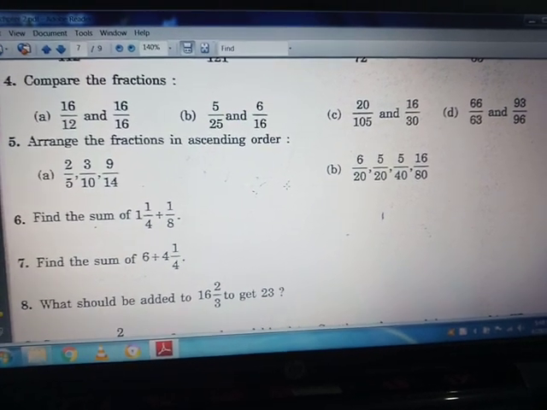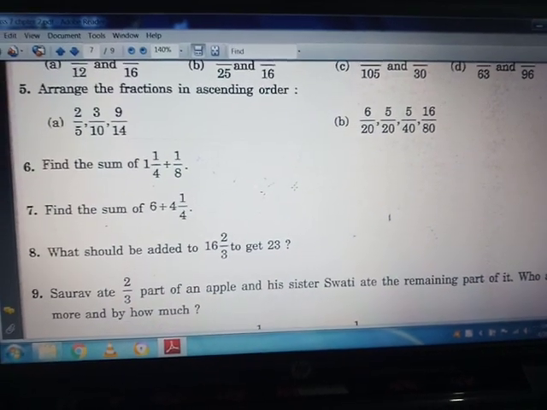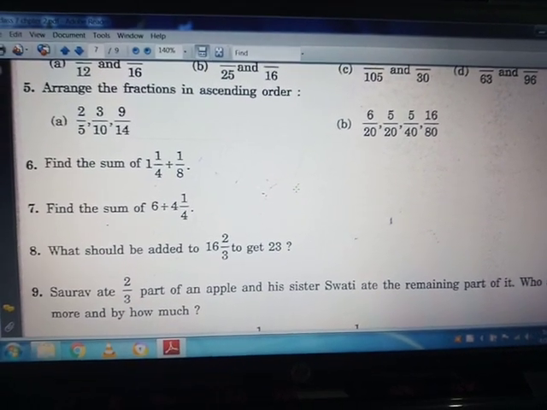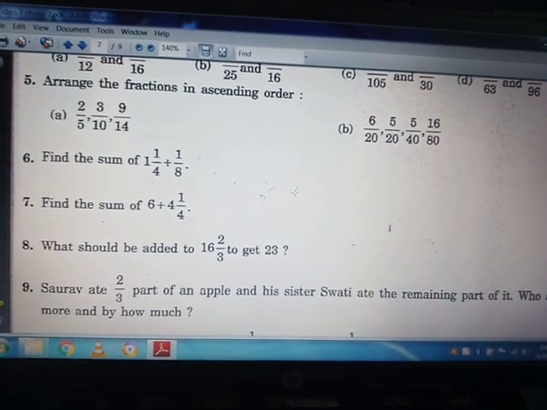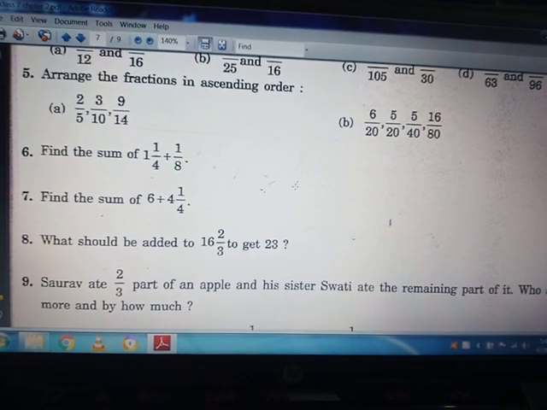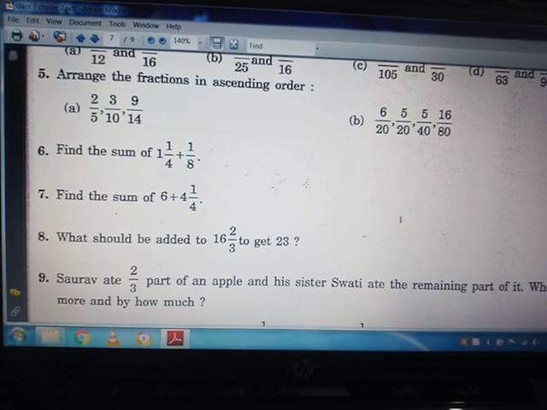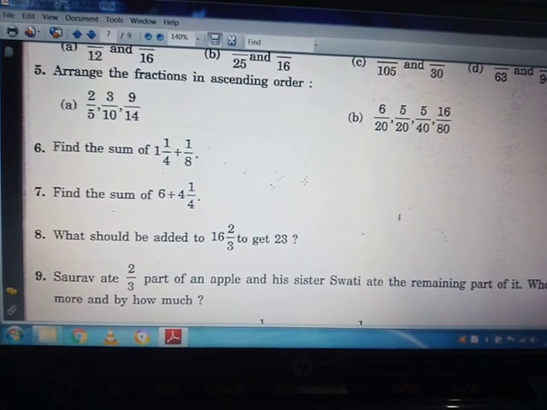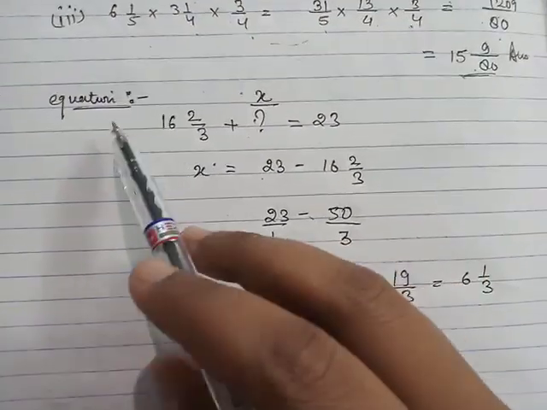Now we will move to question number 6. Okay, find the sum of, it is also easy. Question number 7, find the sum of, it is also easy. Question number 8, what should be added to this to get 23? We will go through this question. Okay, question number 8 is here.